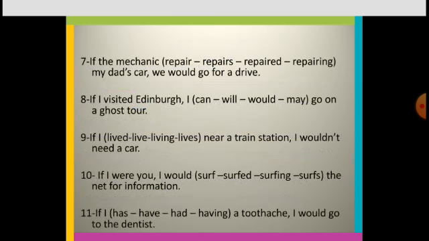Number 7. If the mechanic repairs, repaired, repairing my dad's car, we would go for a drive. What do you choose? Repaired. Very good. Number 8. If I visited Edinburgh, I can, will, would, may go on a ghost tour. What do you choose? Would. Well done. Number 9. If I lived, live, living, lives near a train station, I wouldn't need a car. Lived. Good. Number 10. If I were you, I would.